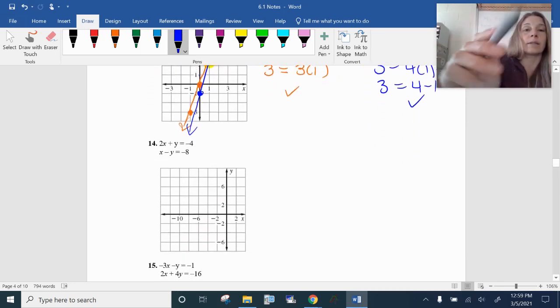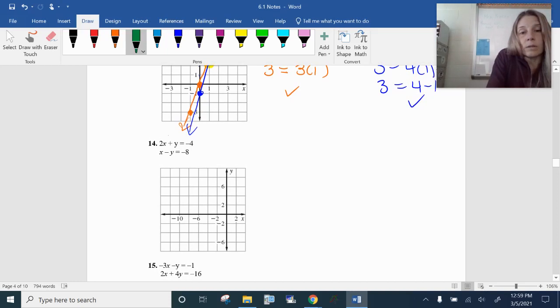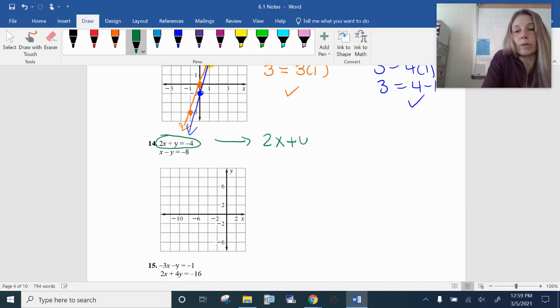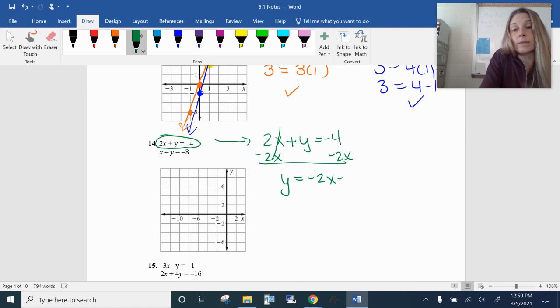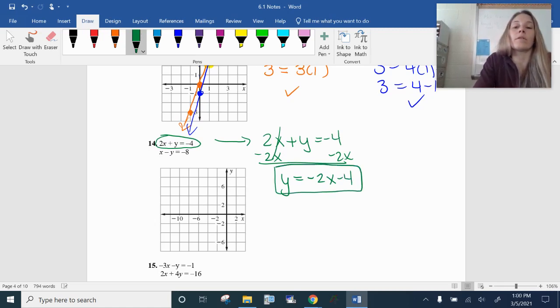All right, then the next one. So this time I have to get my y by itself. So I have 2x plus y equals negative 4. I'm going to subtract my 2x over. We want to get that y by itself. So we have y equals negative 2x minus 4. So that is our first equation.